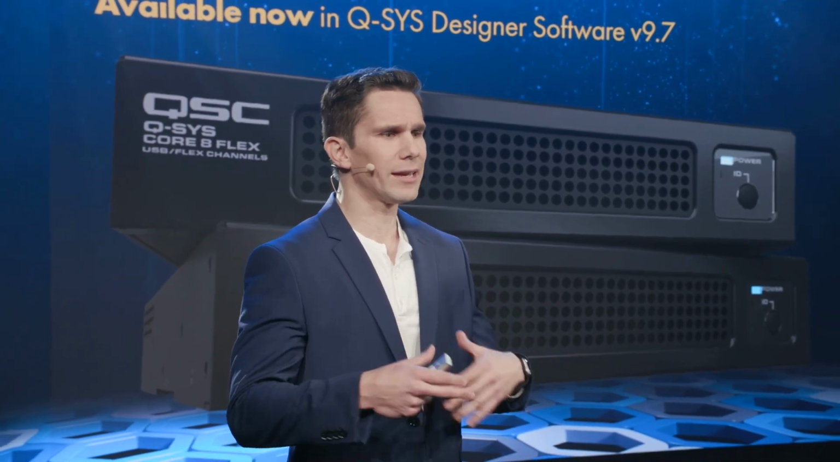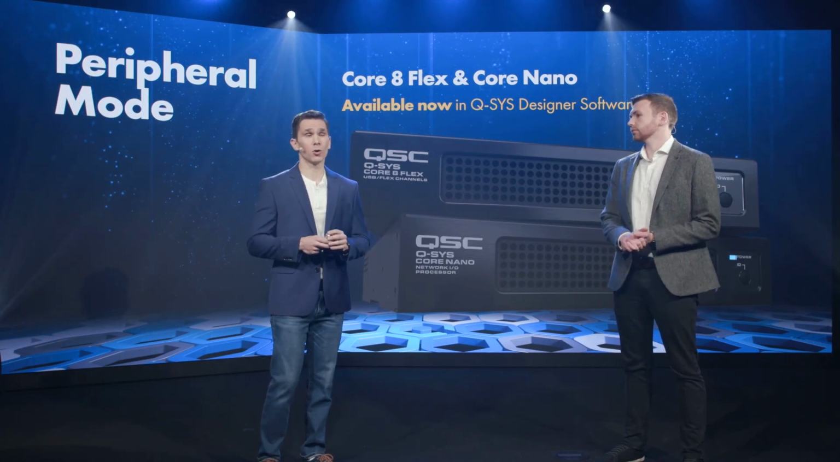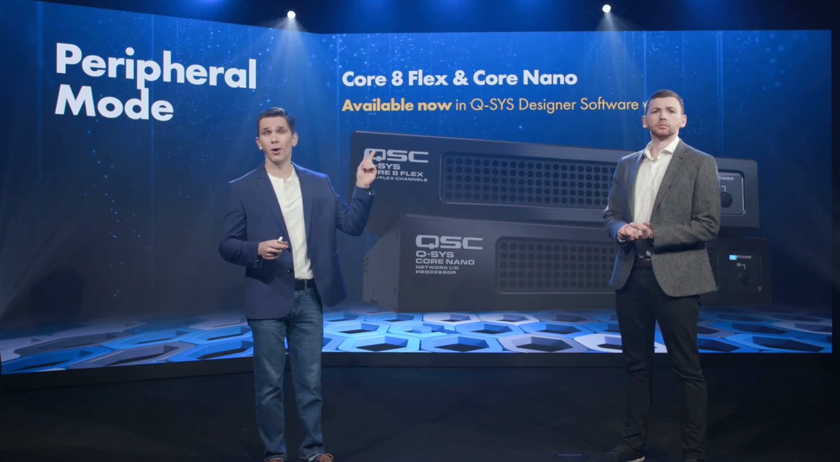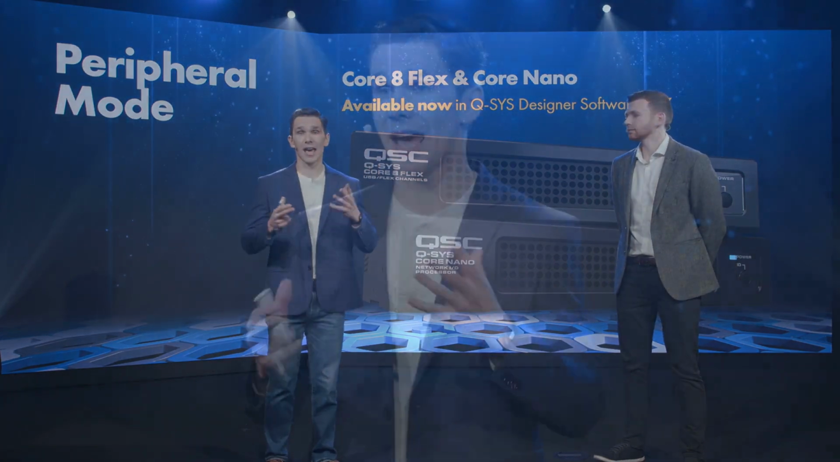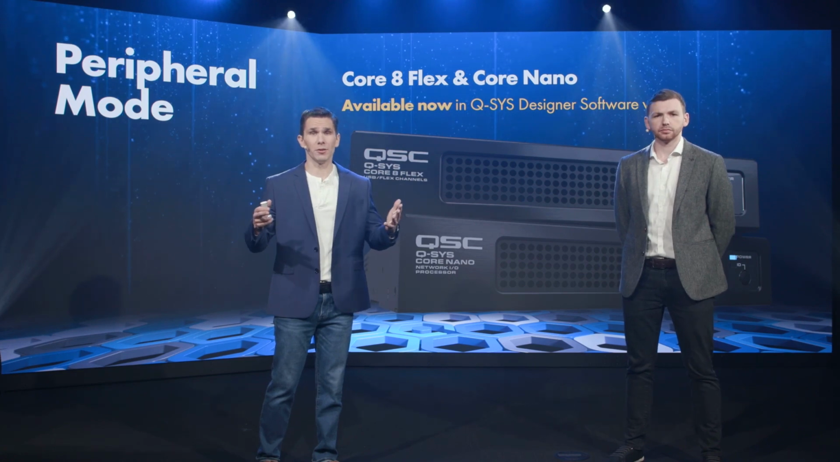If you have trouble getting an I/O USB bridge, for example, you could potentially order a Core Nano or a Core 8 Flex and use Peripheral mode and effectively change that core into a peripheral only, which means that you can take advantage of all of the onboard I/O in these devices. So if you want to change that into an I/O USB bridge, you can. If you want to use any of the onboard analog on that 8 Flex, you can absolutely do so. Now, this isn't brand new news.